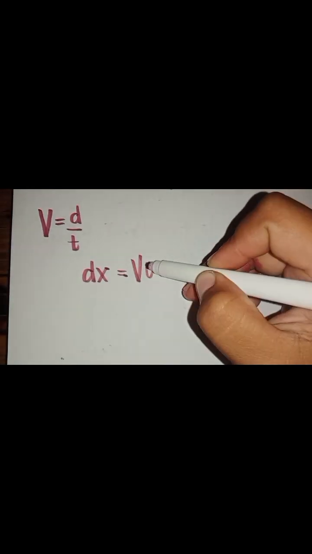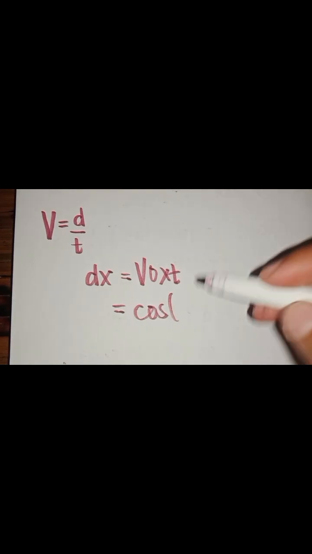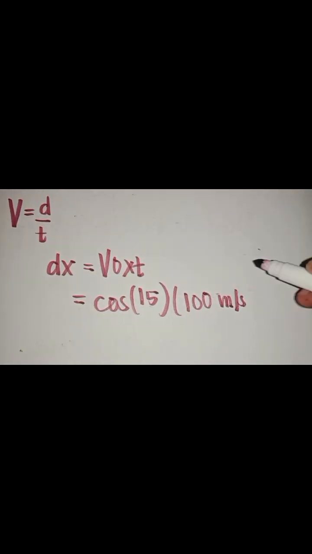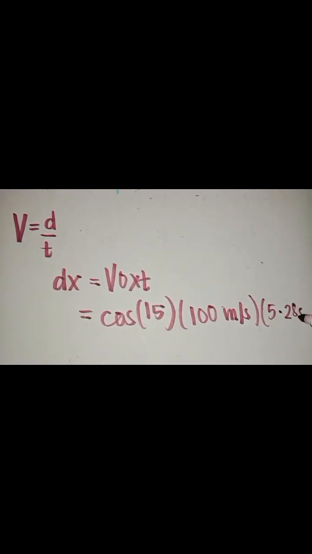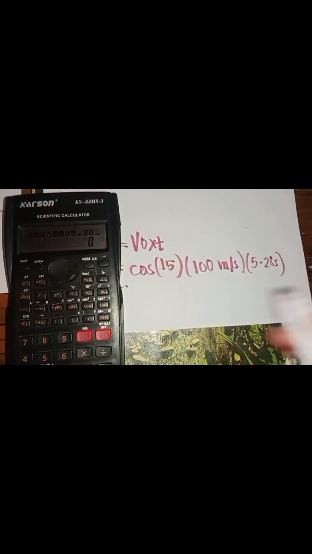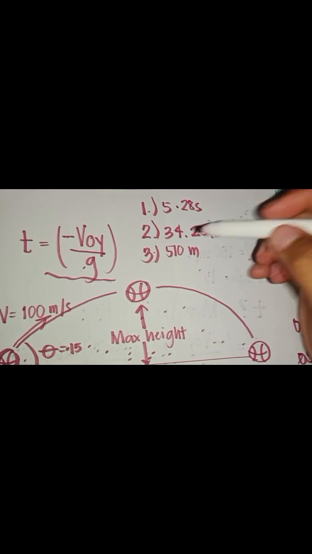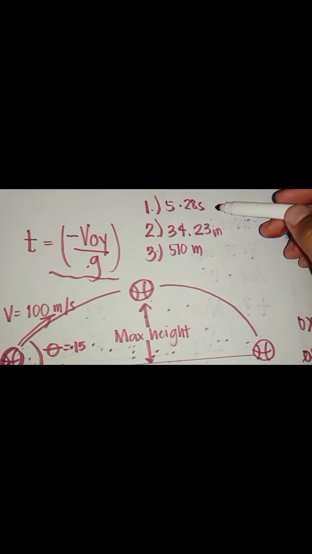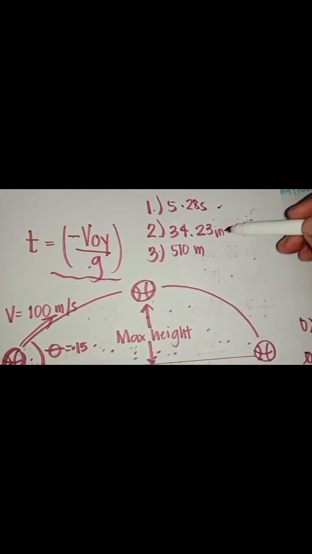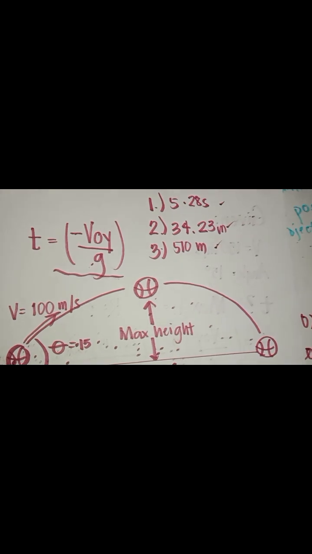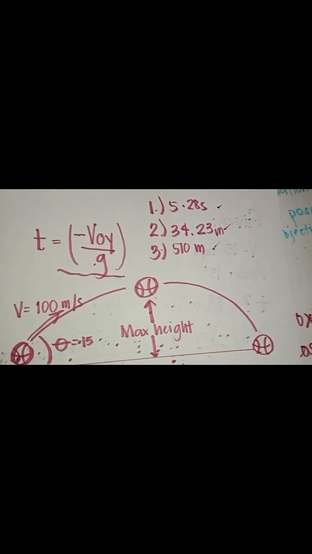We don't have the formula for the range, so we can derive it from the formula of velocity. So we have d of x equals v of x times time. So our range is 510 meters. After some calculations, we now have the value for time, the maximum height, and the range.